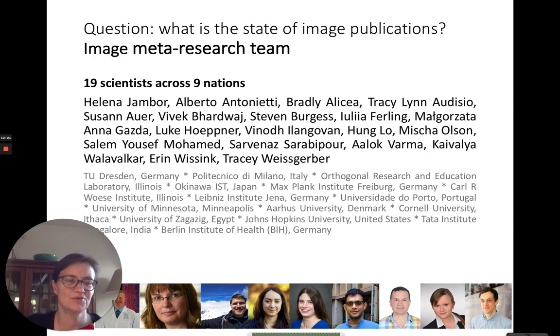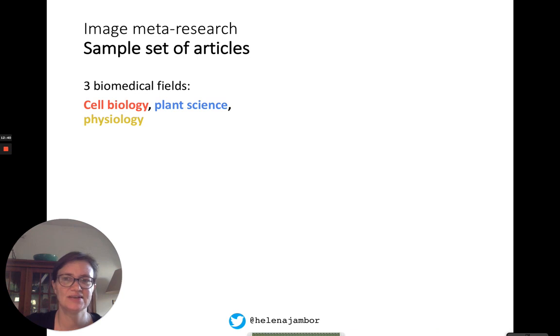So we wanted to find out what is the status quo of image presentation in papers. Is it really bad, or do we just get some numbers? Obviously, we couldn't screen 800,000 publications. We had to somehow make a compromise on what we wanted to screen. So we decided on the following sample set of articles.